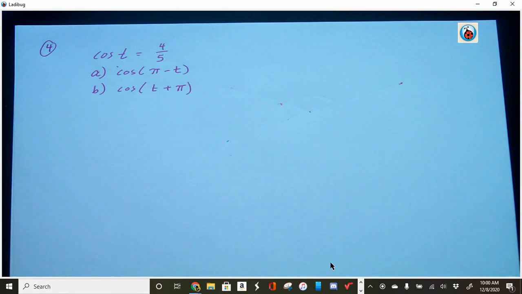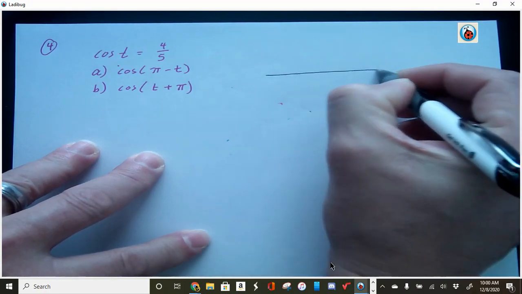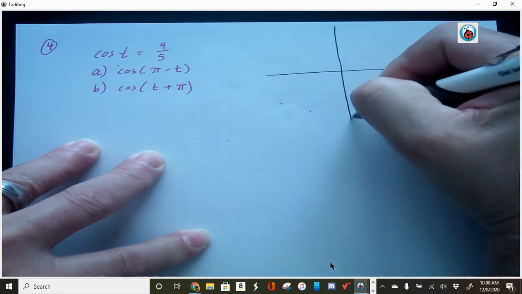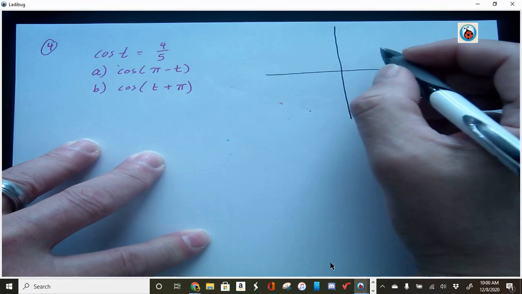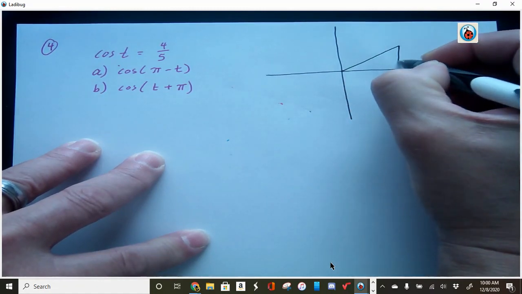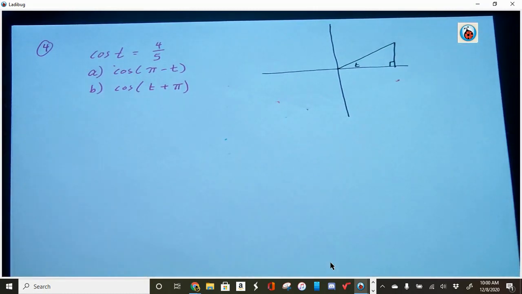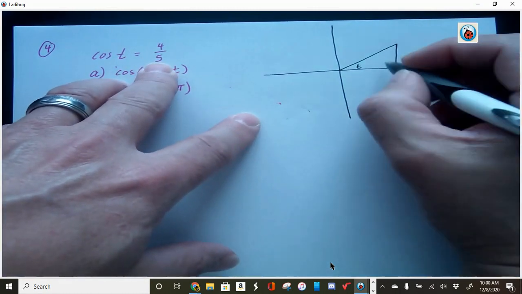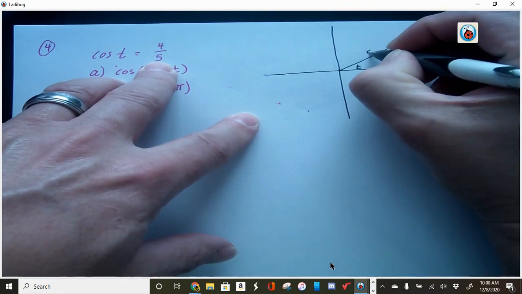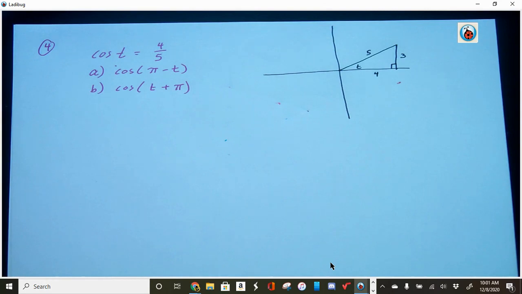Okay, so I have the cosine of angle T is equal to 4/5. Let me draw this out real quick. So there's your x, your coordinate plane, and let's just say that this is angle T, and angle T creates that right triangle. Well, I know cosine is adjacent over hypotenuse, so that's going to be a 4 and a 5, and that's going to have to be a 3. Now, this information I told you earlier is correct.